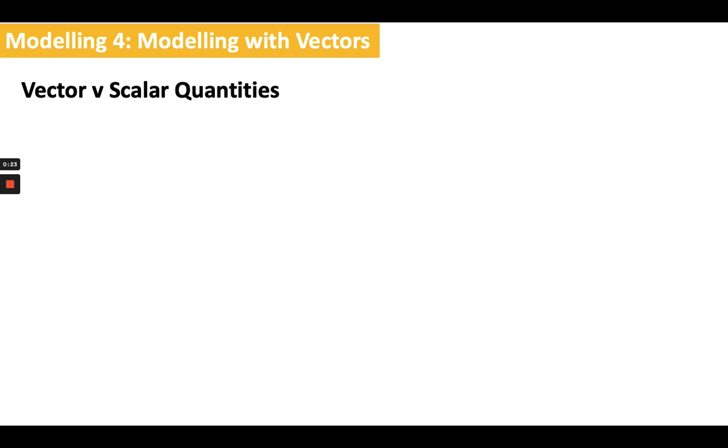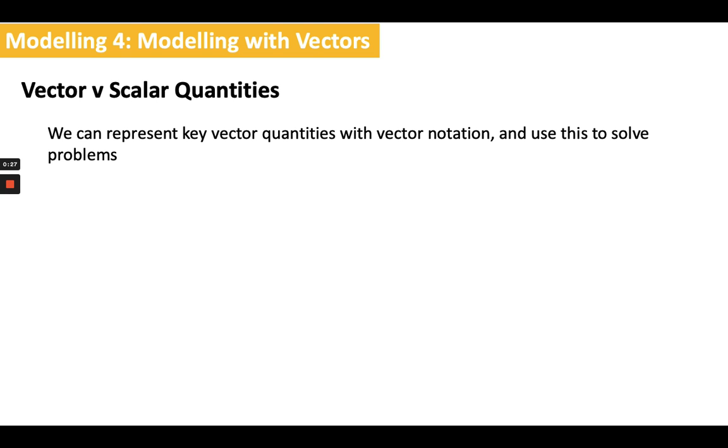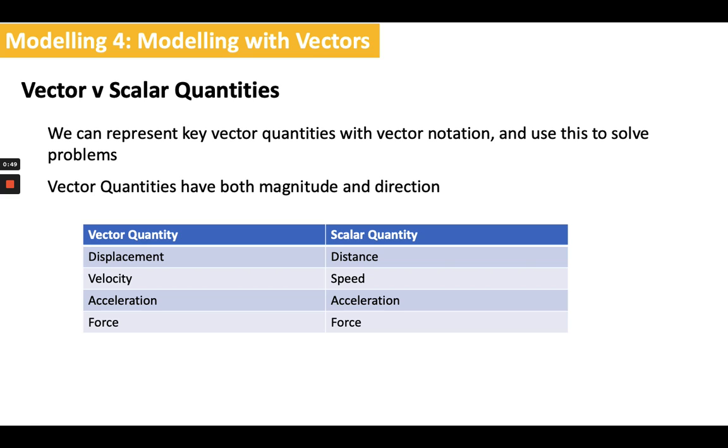Now we need to have a real sense of what vector and scalar quantities are. We will represent a series of physical quantities with vector notation, especially when they are themselves vector quantities. And we're going to have to be able to solve problems with those vectors. Now, we know that a vector has magnitude and direction. That means any vector quantity also has a magnitude and a direction. A scalar quantity will have only magnitude.